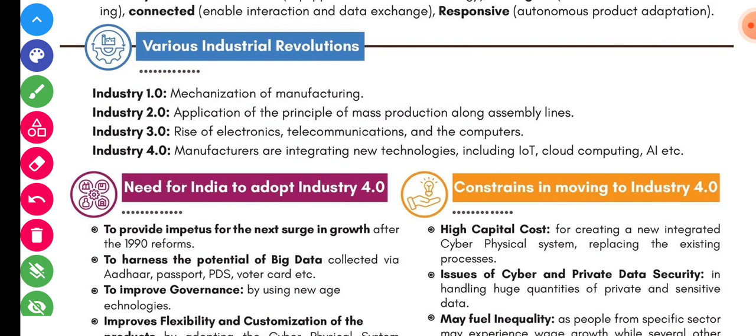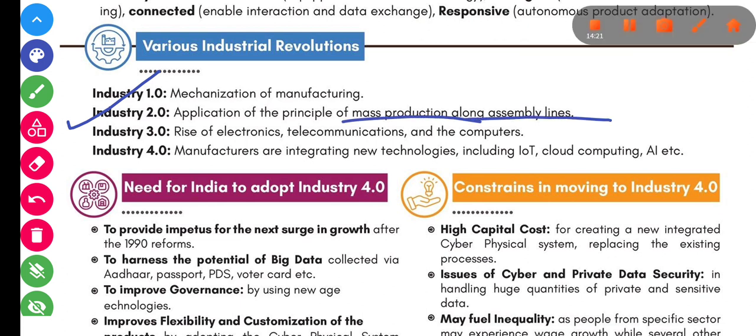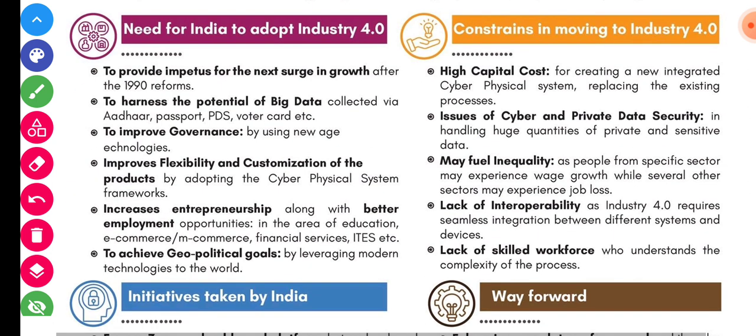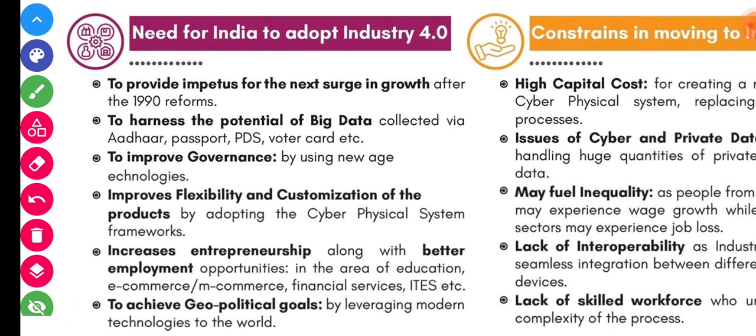And the various previous industrial revolutions. Industry 1.0: during Industry 1.0 there was mechanization of manufacturing. In Industry 2.0, the application of the principle of mass production along assembly lines. In Industry 3.0, there was the rise of electronics, telecommunications, and computers. And in Industry 4.0, manufacturers are integrating new technologies such as internet of things, cloud computing, blockchain technology, extended reality, and artificial intelligence, etc.